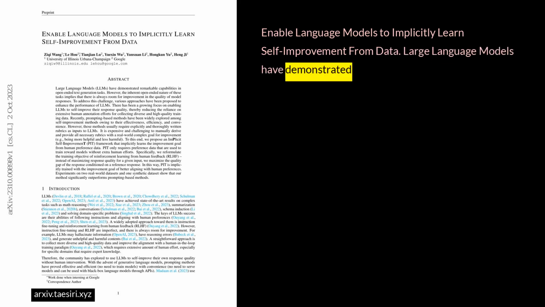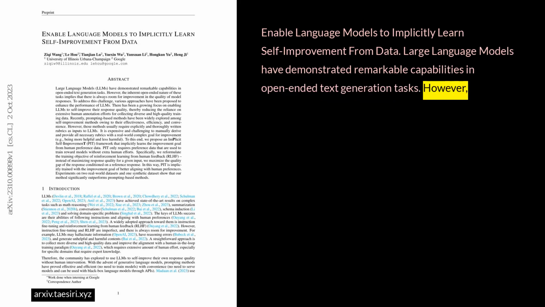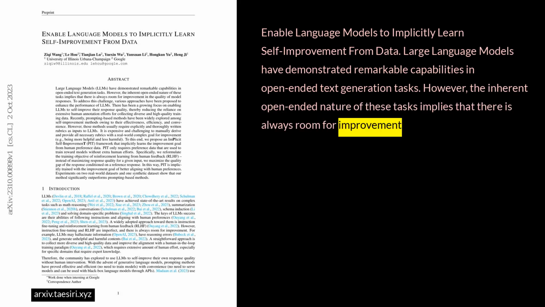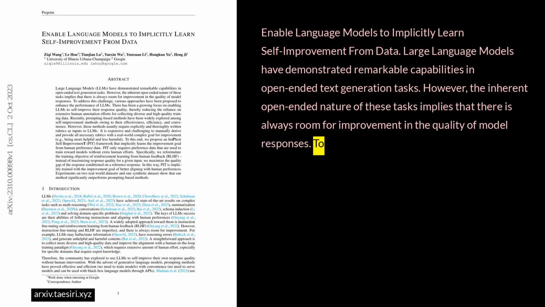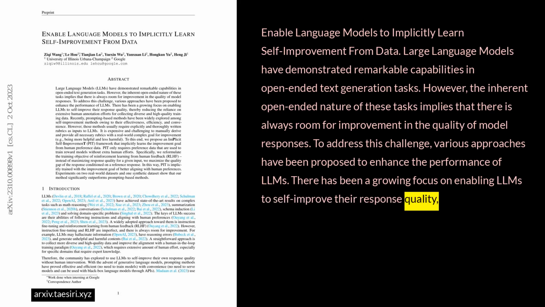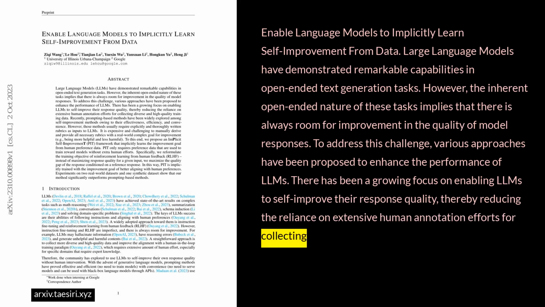Enable language models to implicitly learn self-improvement from data. Large language models have demonstrated remarkable capabilities in open-ended text generation tasks. However, the inherent open-ended nature of these tasks implies that there is always room for improvement in the quality of model responses. To address this challenge, various approaches have been proposed to enhance the performance of LLMs. There has been a growing focus on enabling LLMs to self-improve their response quality, thereby reducing the reliance on extensive human annotation efforts for collecting diverse and high-quality training data.